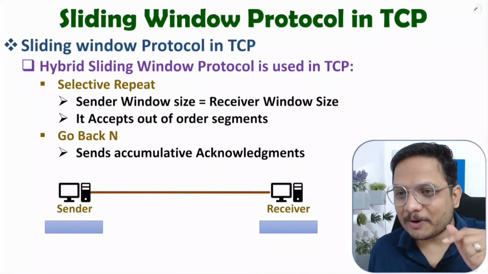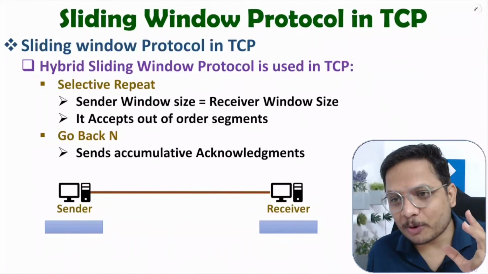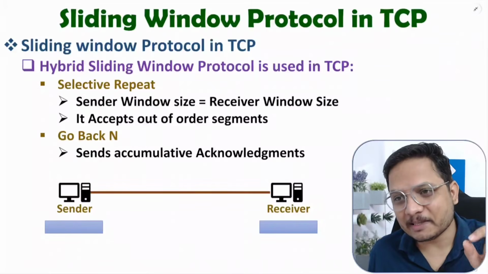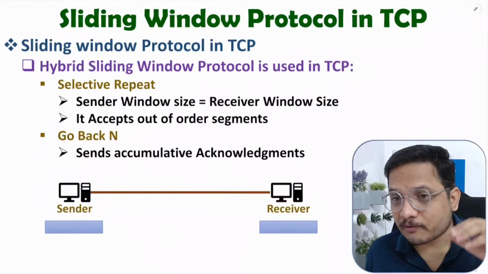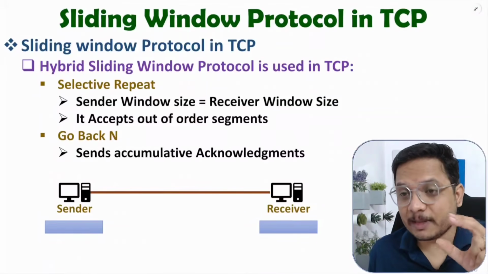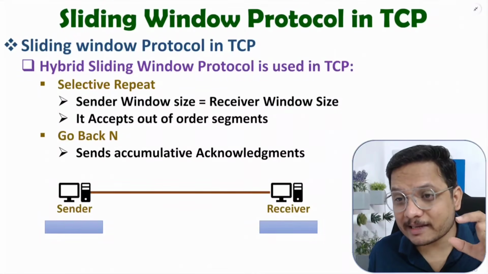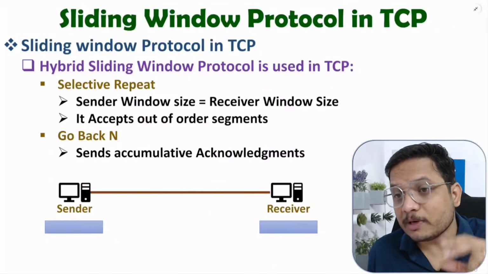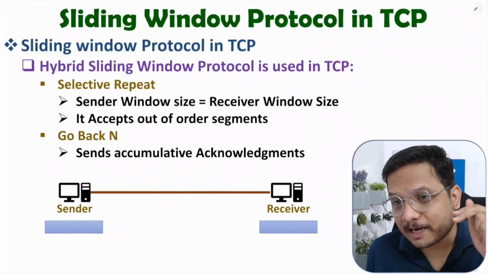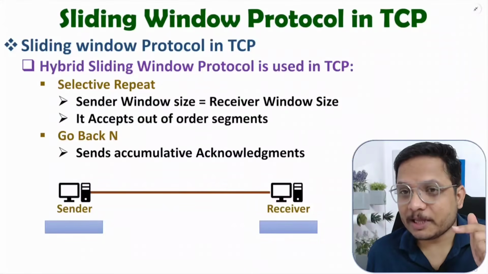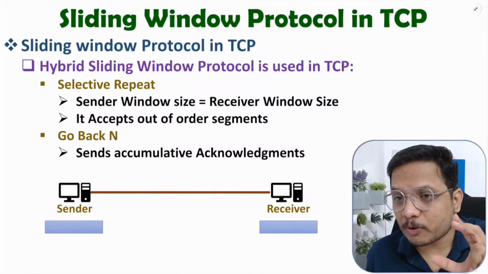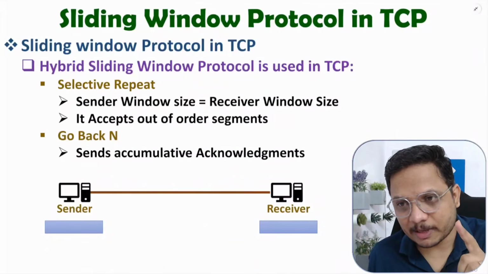In this video, I am going to explain how the sliding window protocol is implemented in TCP. In my last few videos of the computer network lecture series, I have explained the TCP segment header and how TCP functions, along with connection establishment, data transfer and connection termination. In this video, I'll explain how we have the sliding window protocol implementation in TCP.